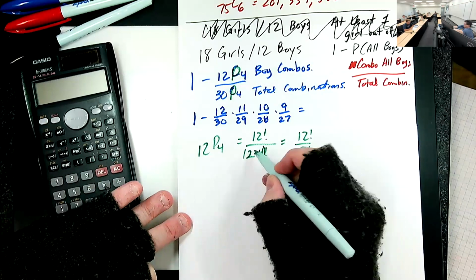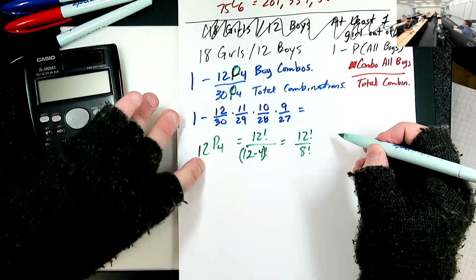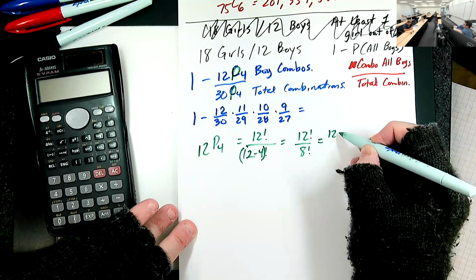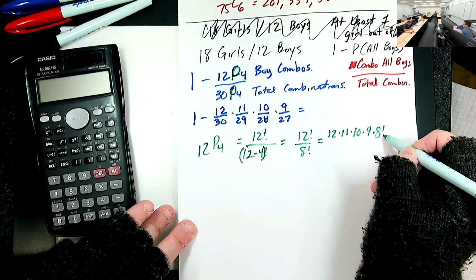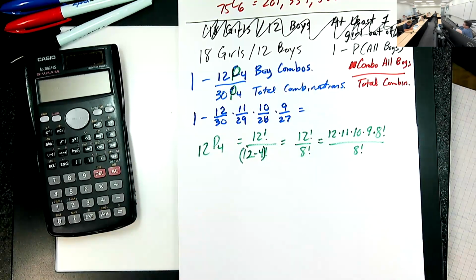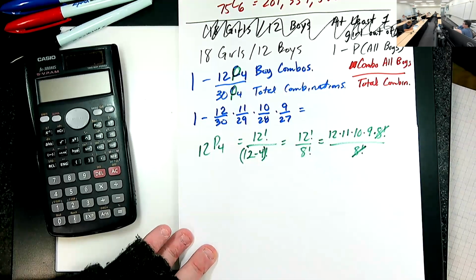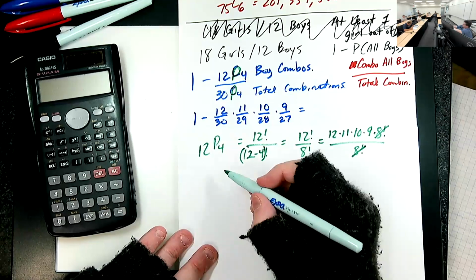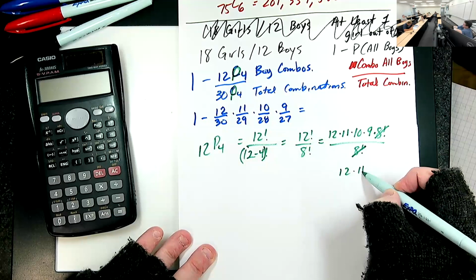I need the parentheses. So, you don't need the extra 4 factorial? No, because we're not doing the combination, we're doing the permutation. This is 12 times 11 times 10 times 9 times 8 factorial over 8 factorial. So the 8 factorials go away, and so the 12P4 is 12 times 11 times 10 times 9.